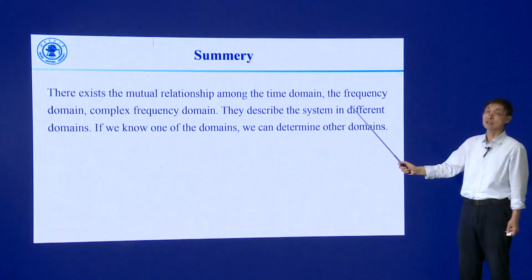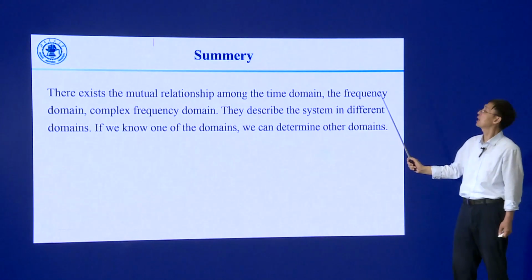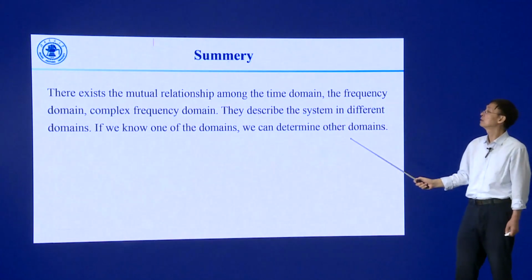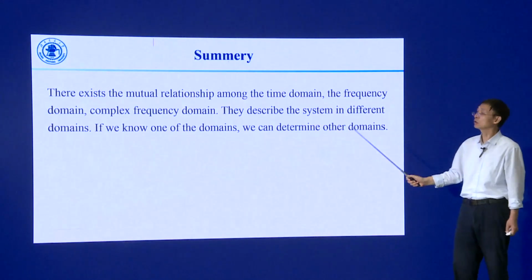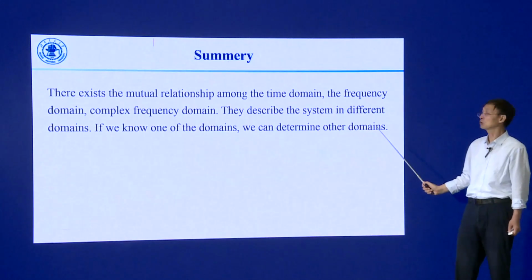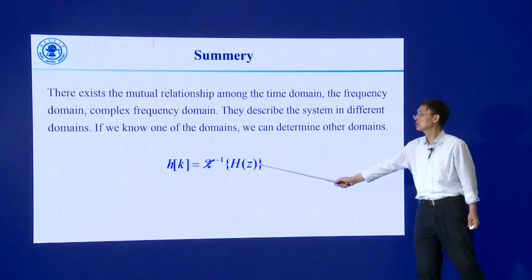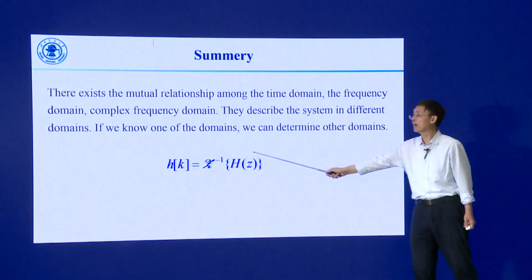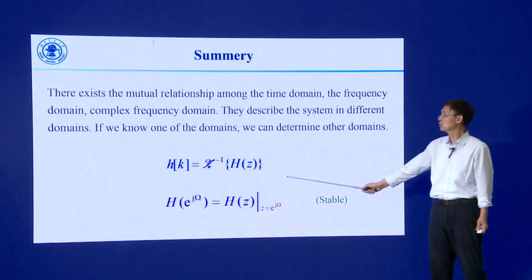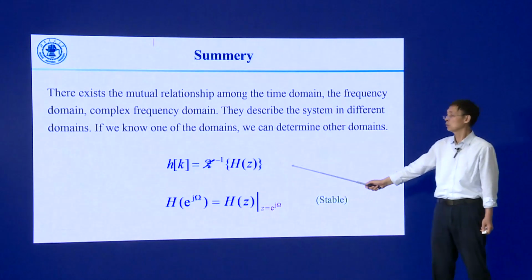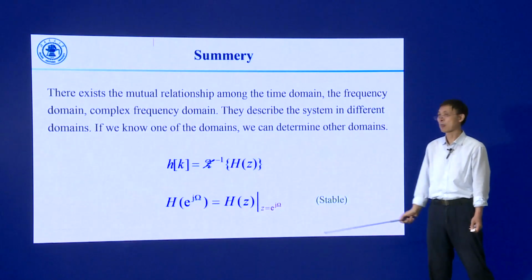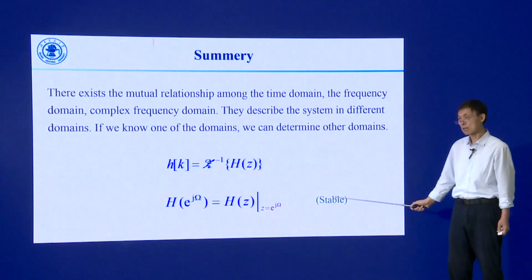There exists a mutual relationship among the time domain, the frequency domain, and the complex frequency domain. They describe the system in different domains. If we know one of the domains, we can determine the other domains. We can use the system transfer function to find its impulse response according to this formula. We can use the system transfer function to determine its frequency response according to this formula. But the system should be a stable system.